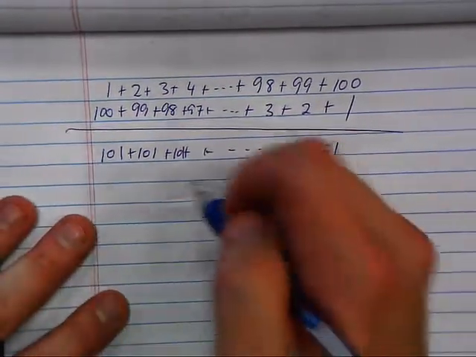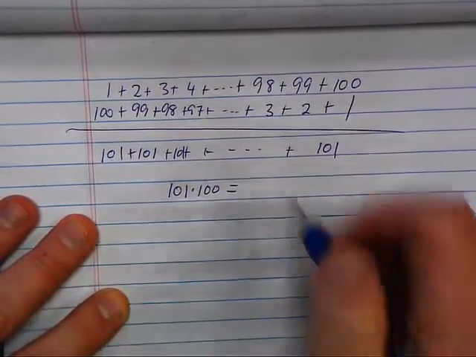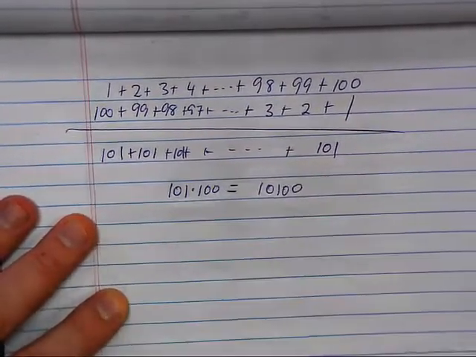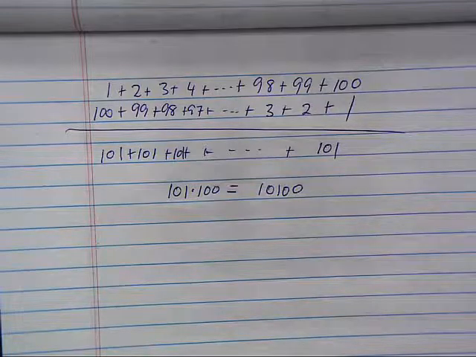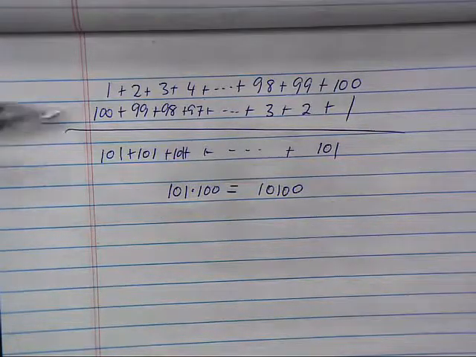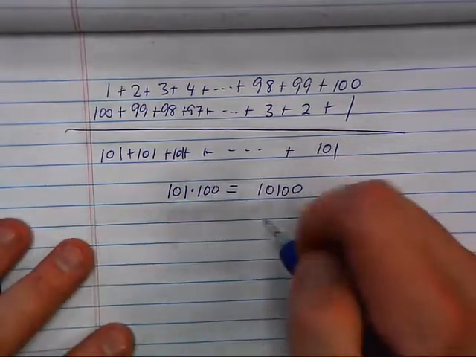So what's 101 times 100? Add 2 zeros. 10100. But that's not the right answer. Why not? Because you divide it by 2. Why do you divide it by 2? Because we have 2 of them, don't we? So if we want the final answer, we would take that and divide it by 2.